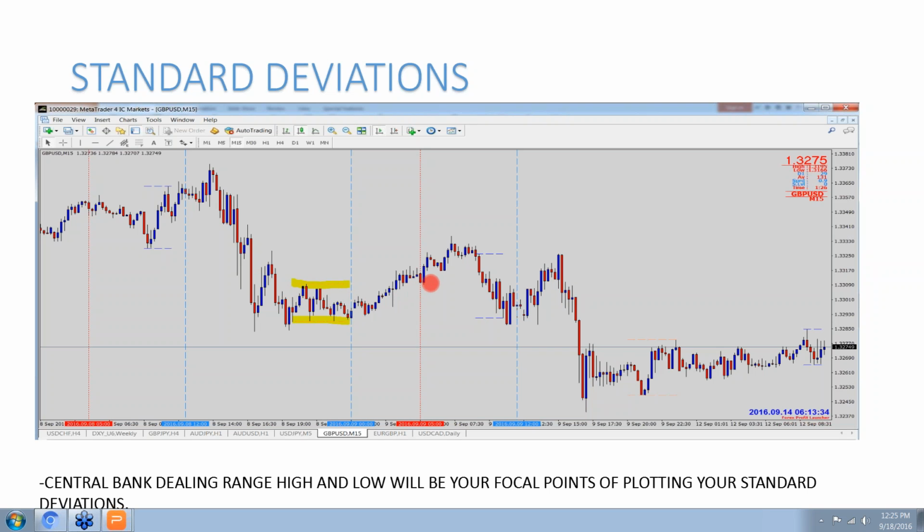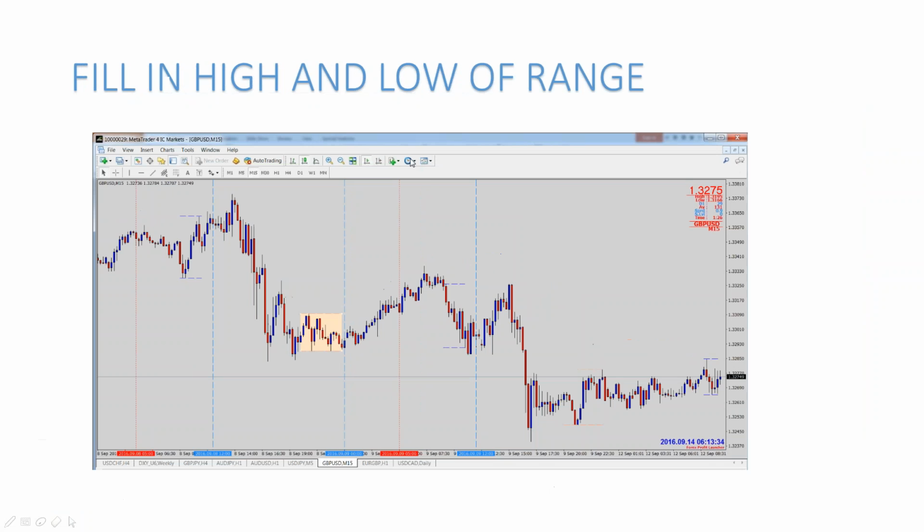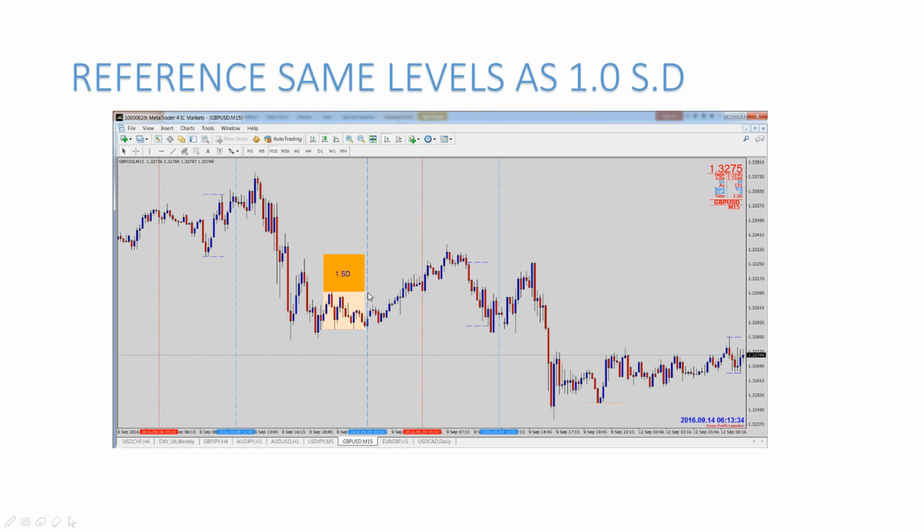So what do I mean by that? Let me show you some examples. As we go into the next slide, as you can see, I've filled in this box here. What this represents is the central bank dealing range. Once the high and the low is filled in, if you go into insert on your charts, you can insert shapes. I like to fill it out with just a shape, and then draw that shape out. I'm going to show you in the next slide. Draw the same shape out at the high and the low, and that's going to represent one standard deviation. So this is one standard deviation in price.